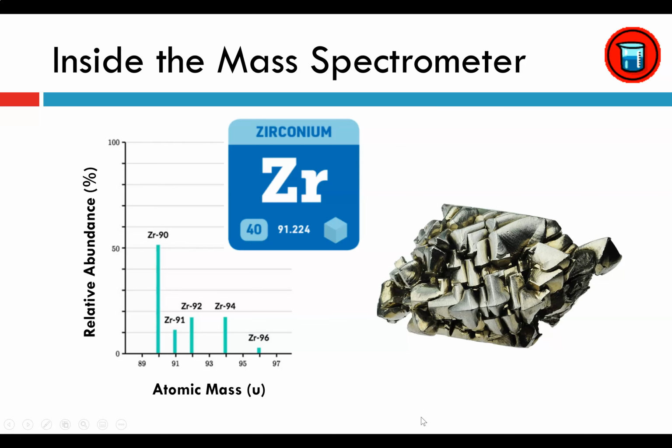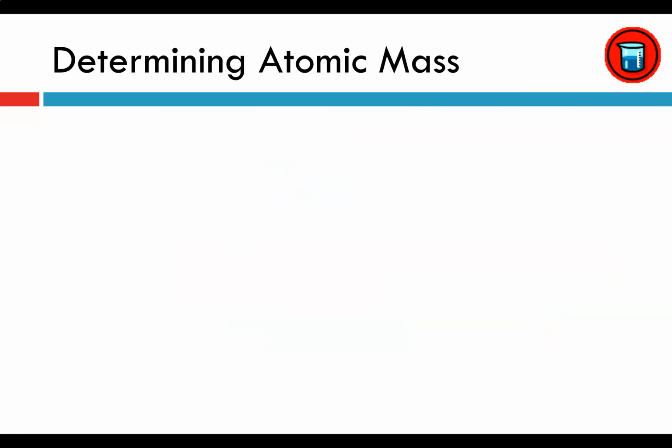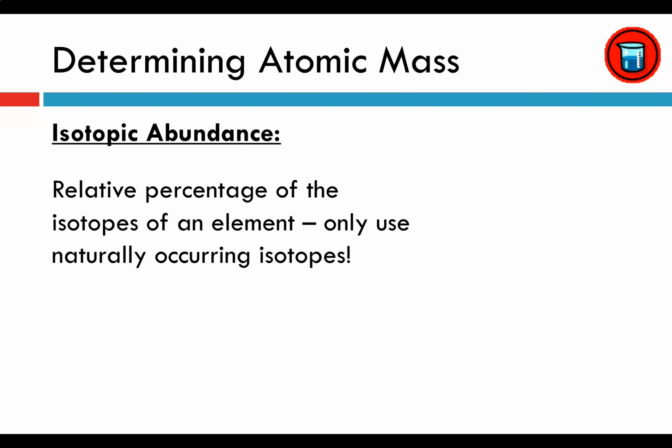So let's clear up some definitions and then get into the calculation. When we go to determine atomic mass, we need to use the relative abundance or the isotopic abundance. And that's just telling us the relative percentage of the isotopes of an element. It's worth pointing out that we use only the naturally occurring isotopes, the ones that we would find in nature, not ones that have been artificially produced in the lab.